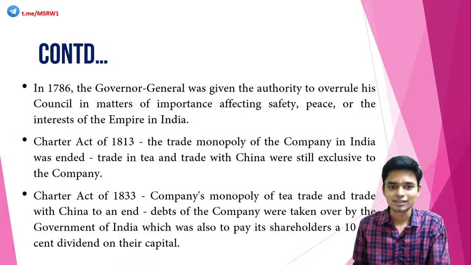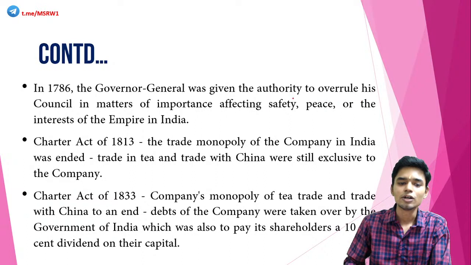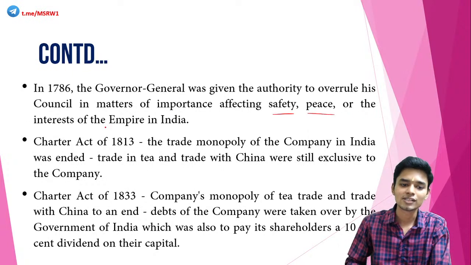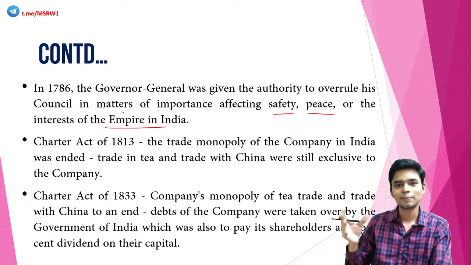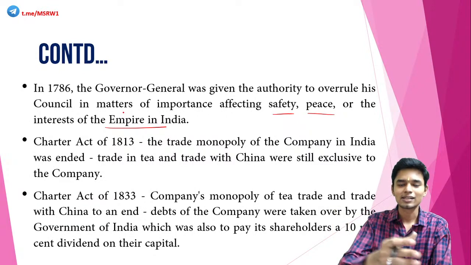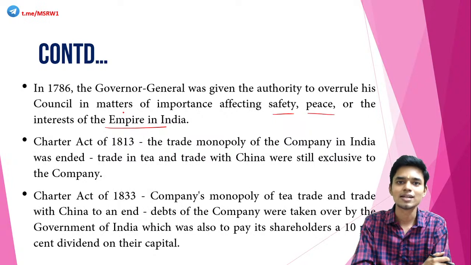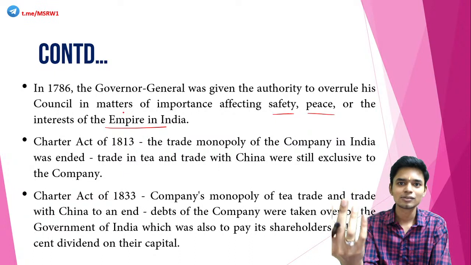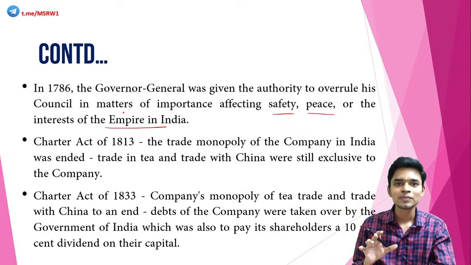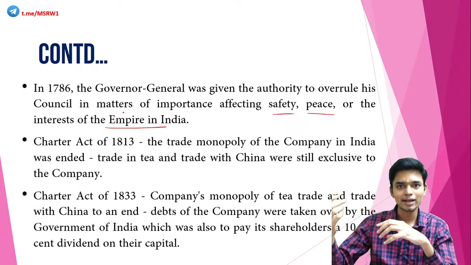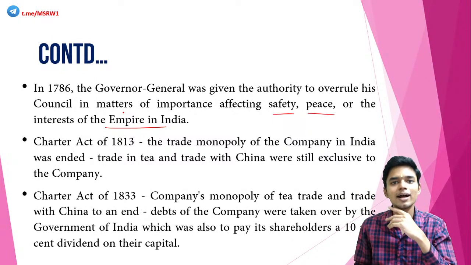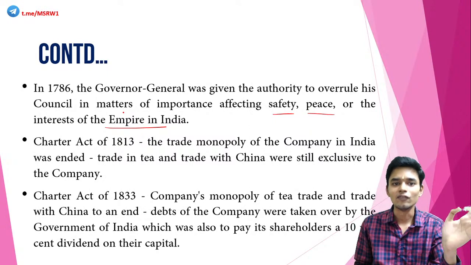So in 1786, as a next step, the Governor General was given the authority to overrule his council of ministers in matters of importance affecting the safety, peace or interests of the empire in India. So gradually the power of the Governor General kept on increasing. By 1786, two years after passing Pitt's India Act, the Governor General has the authority to overrule his own council. Remember, at the beginning, the 3 council members together could eclipse the Governor General, and later, by Pitt's India Act, the Governor General, if he could get the support of at least one member, could have his own way. And now by 1786, the Governor General had the power to overrule the entire council at will.